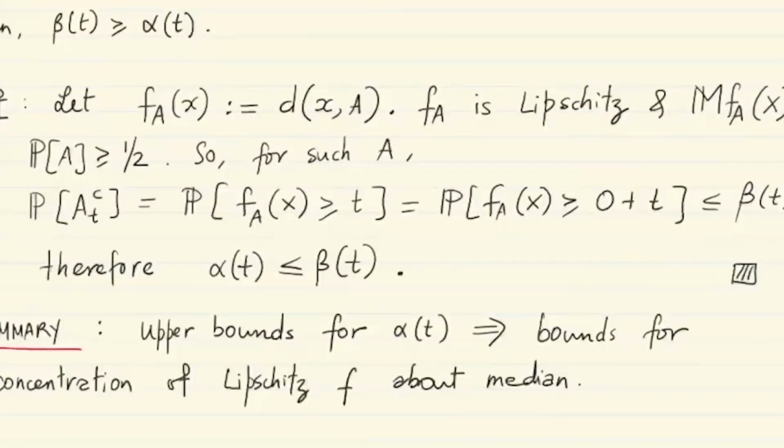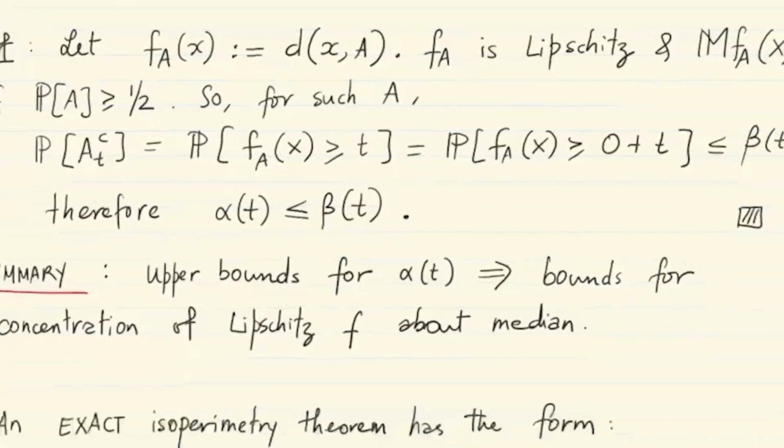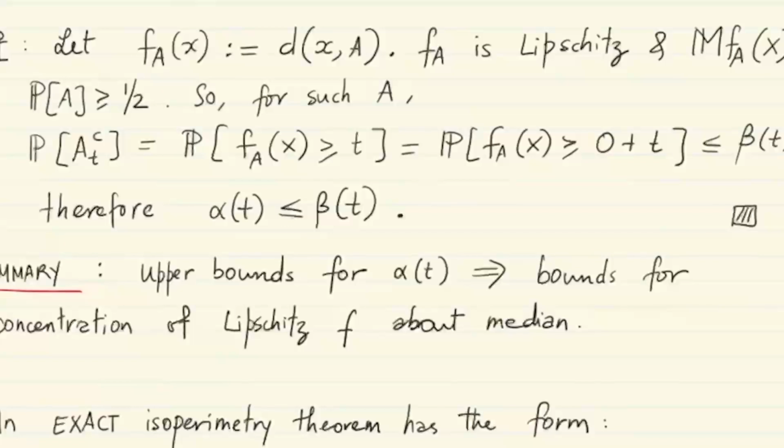and so the summary from this connection between the concentration function and fluctuations about the median is that upper bounds for alpha of t imply upper bounds for the concentration of Lipschitz functions about their medians. Now with this, essentially the effort shifts to trying to find good ways to upper bound the concentration function in general or given metric probability spaces.